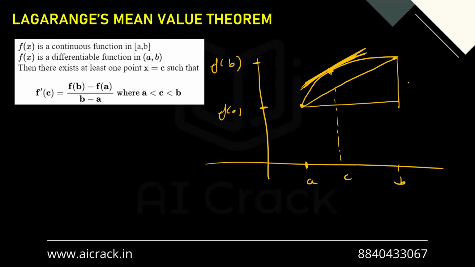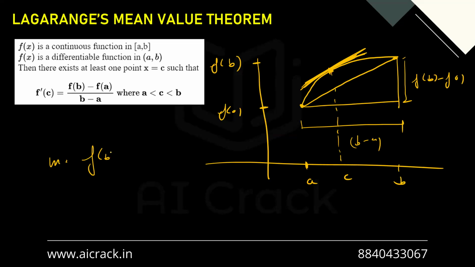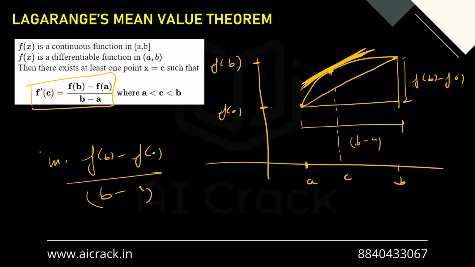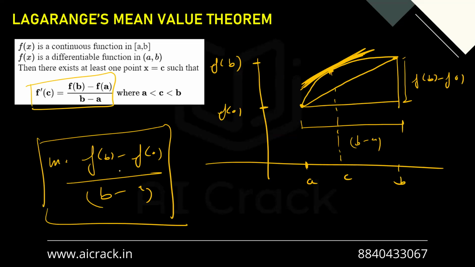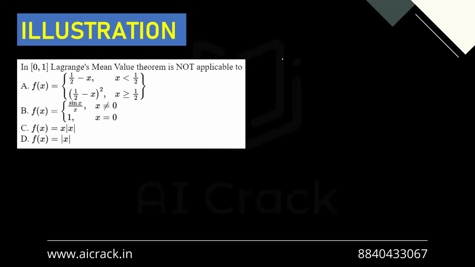We can do that with the help of delta y by delta x. So what is delta y over here? Delta y is nothing but f(b) minus f(a). And what about delta x? That is b minus a. So our slope comes out as f(b) minus f(a) divided by b minus a. So f'(c) is the same as the slope of this line, f(b) minus f(a) divided by b minus a. Simple.